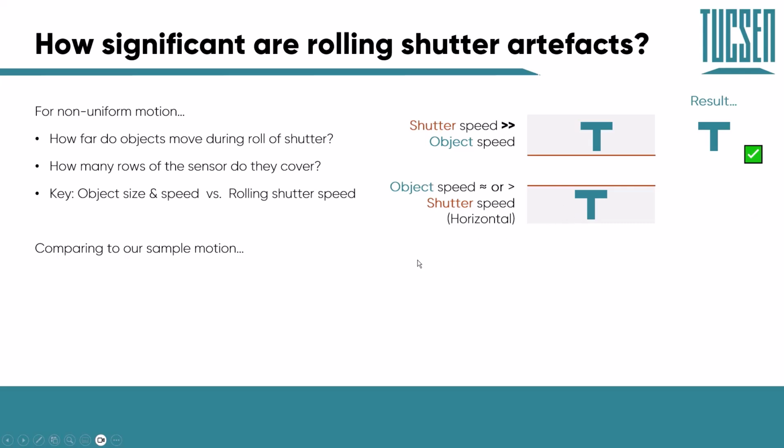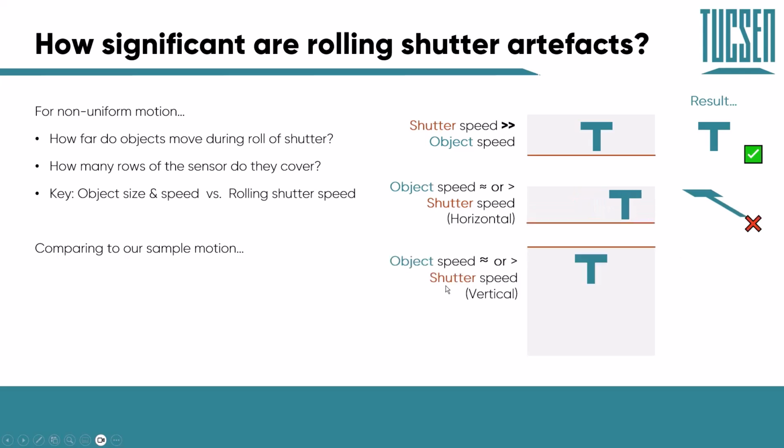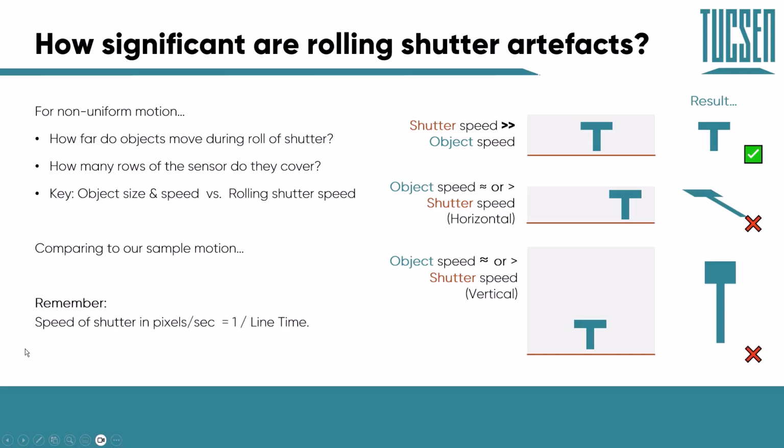If that's a horizontal motion, the artifacts might look like this. And hopefully you can see from the interaction of the red line and the T how this image is formed. If, on the other hand, they are vertical distortions, we can end up with this stretching of the object. If the motion was in the opposite direction to the rolling shutter, then the stretch would be in the other direction, would be compressed.